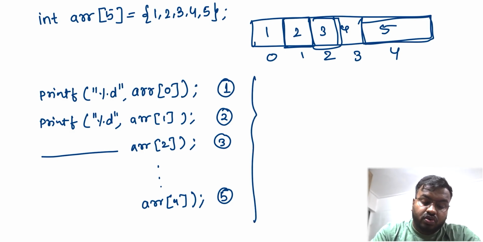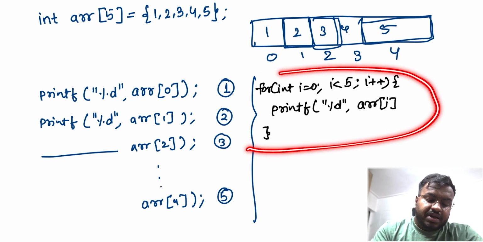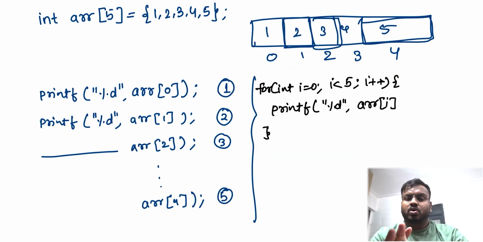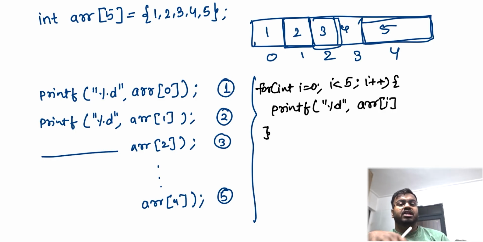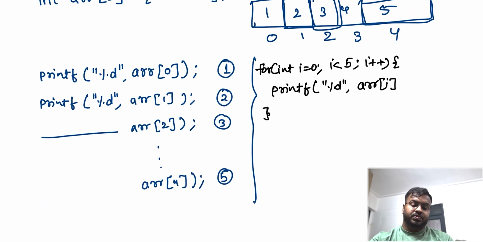Now we know about loops, so we can write a loop and easily print the whole array. So printf %d, this is my loop to print the array on the console. I hope this is clear. On arrays you can use loops very efficiently. With the help of loops you can take input of the array, perform operations on arrays, and print the array. So I hope this is clear to everyone.